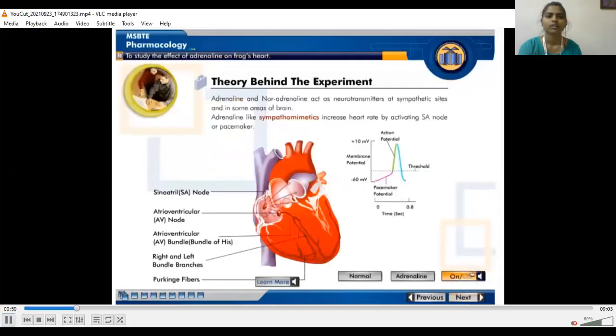Next, the theory behind that experiment. We have already studied that adrenaline and noradrenaline act as neurotransmitters at the sympathetic sites in some areas of the brain. The SA node is present, and adrenaline acts on the SA node, which shows an increase in the heart rate or force of contraction. The SA node is also known as the pacemaker. By activating the SA node, adrenaline shows an increase in heart rate as well as the force of contraction of the heart.